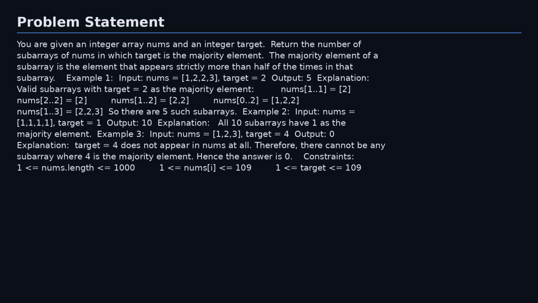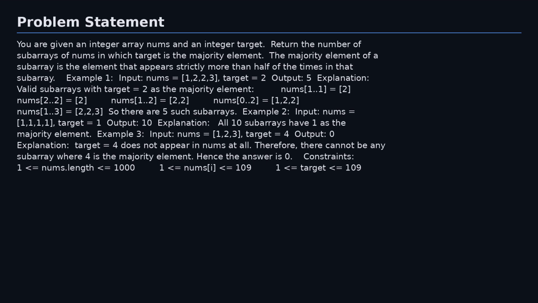So, the problem statement is pretty straightforward. We're given an array of integers and a target element, and we need to find the number of subarrays within this array that have the target element as the majority element. Now, a majority element is an element that appears more than half the time in a subarray. This means that if we have a subarray of size 5, the majority element needs to appear at least 3 times in that subarray.